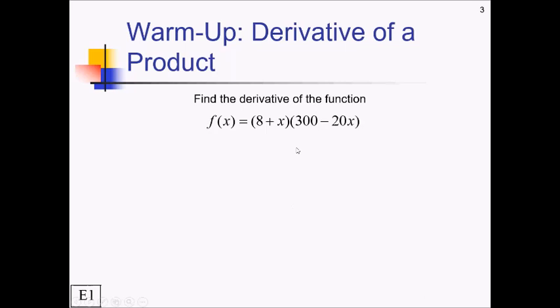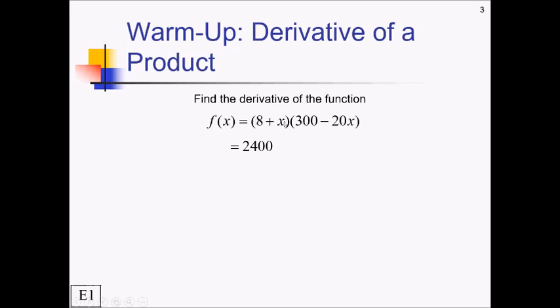All right, the only thing we really know for sure is the power rule. So if you're not sure whether or not you can use the power rule on this first and then multiply it out versus multiplying it out and then using the power rule, let's do the safe side and multiply everything out first. So this is going to be 8 times 300, that's 2400. And then we have 8 times negative 20x, that's negative 160x.